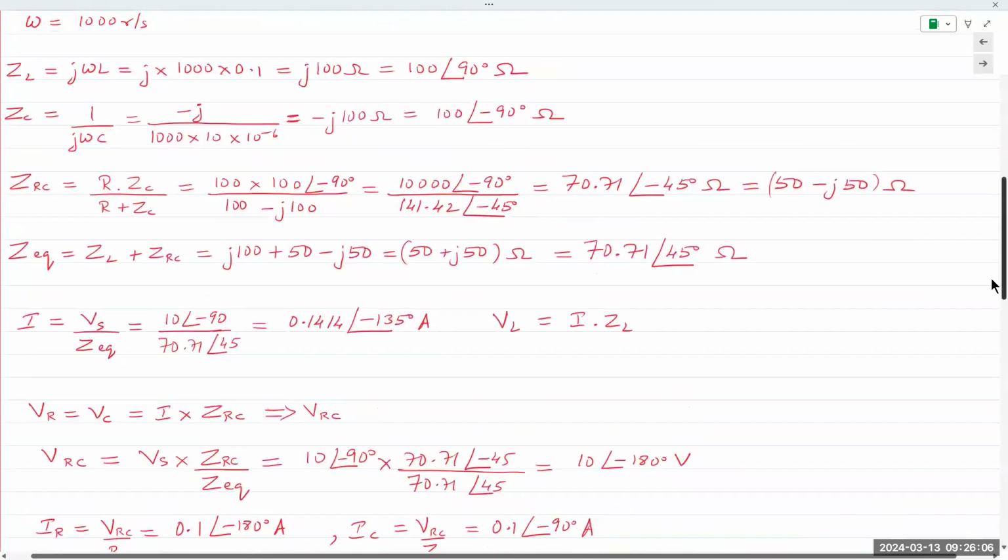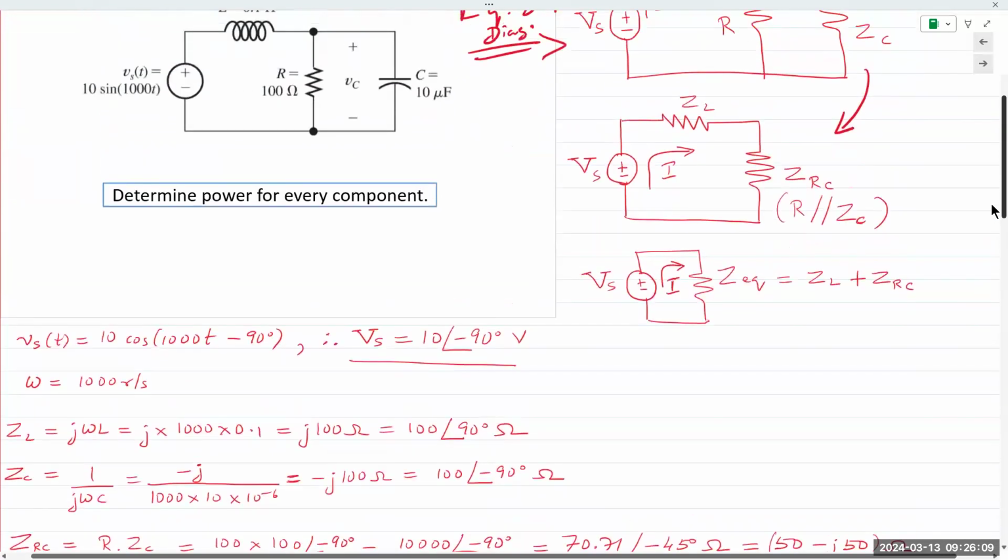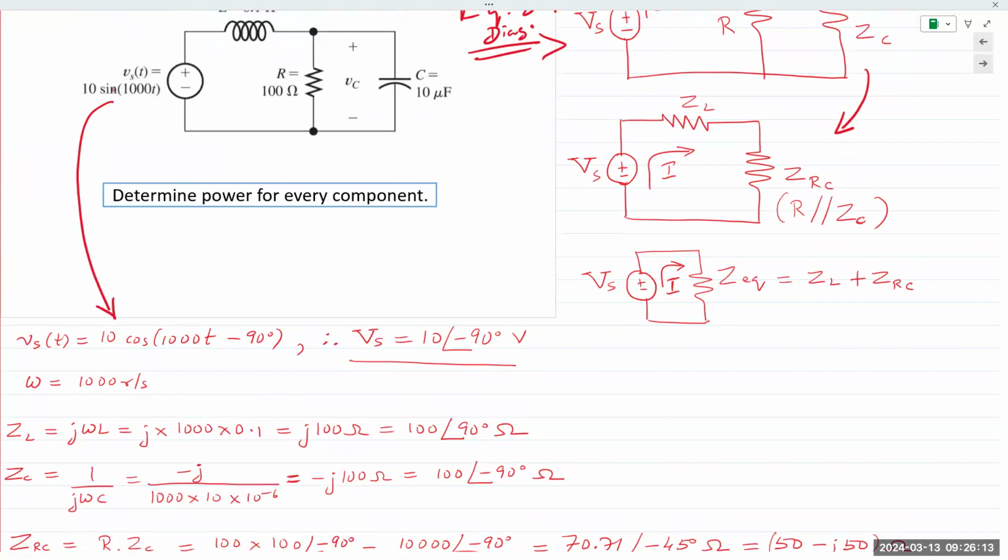Next, I would represent the voltage source by its phasor equivalent. So 10 sine 1000t expressed in the cosine form is 10 cos of... again, remember, sine x is cos of x minus 90. You need to subtract 90 degrees from the phase angle. So 10 sine 1000t becomes 10 cos of 1000t minus 90 degrees. From this, I can extract information. This is omega, this is Vm, and this is the phase angle theta.